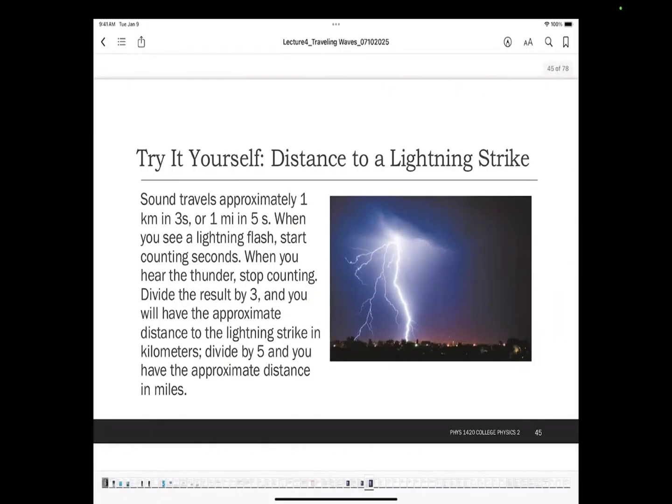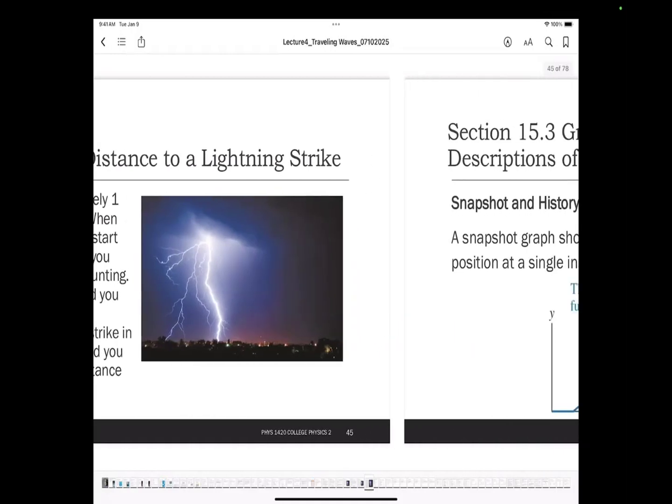Sound travels approximately 1 kilometer in 3 seconds or 1 mile in 5 seconds. When you see a lightning flash, start counting seconds, and when you hear the thunder, stop counting. Divide the result by 3, and you will have the approximate distance to the lightning strike in kilometers. Divide by 5, and you have the approximate distance in miles. Does it make sense to you? You can try. Because this is summer, maybe you will find the opportunity in the next several days. Any question, just let me know. This is not difficult to understand.